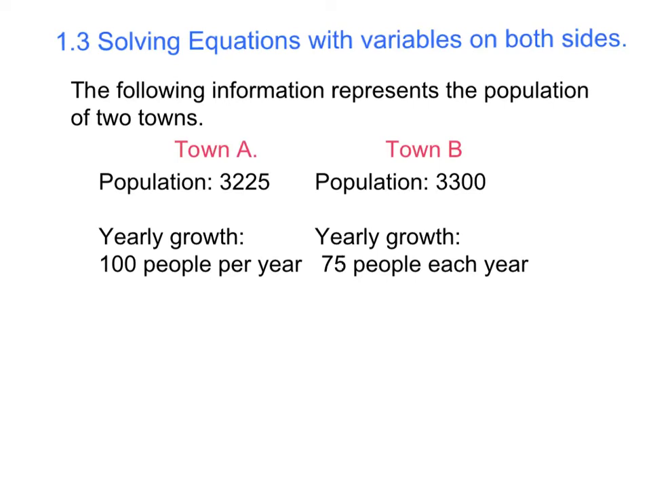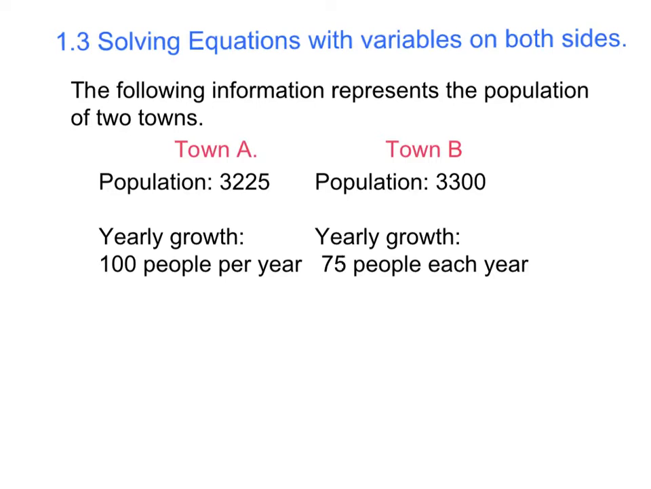So we're going to start off with a word problem today. So let's look at this. I want you to write down in the Solve It section on page 21. It says that the following information represents the population of two towns. So we have town A and town B. We know that the population right now in town A is 3,225 people. In town B, the population is 3,300. But we know every year town A grows at a rate of 100 people per year. Town B grows at a rate of 75 people per year.